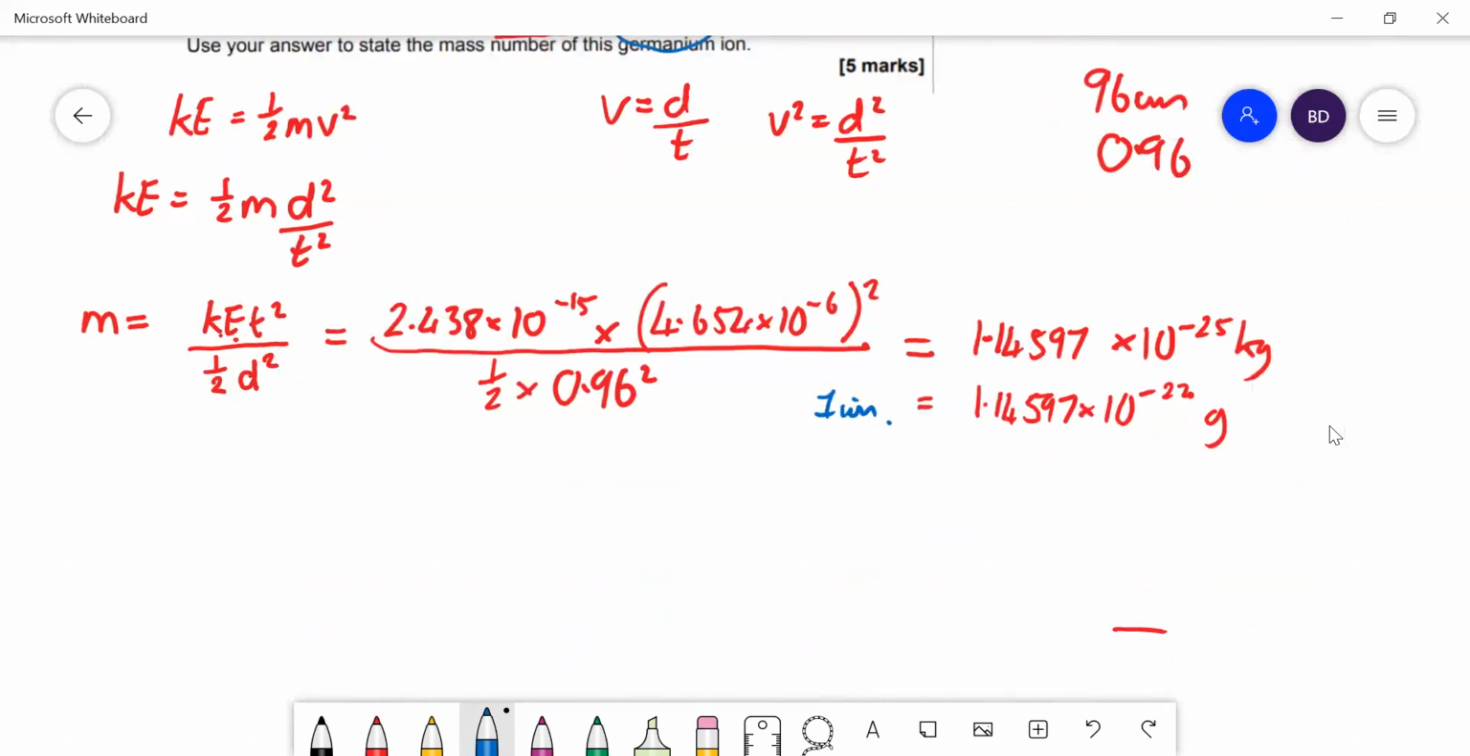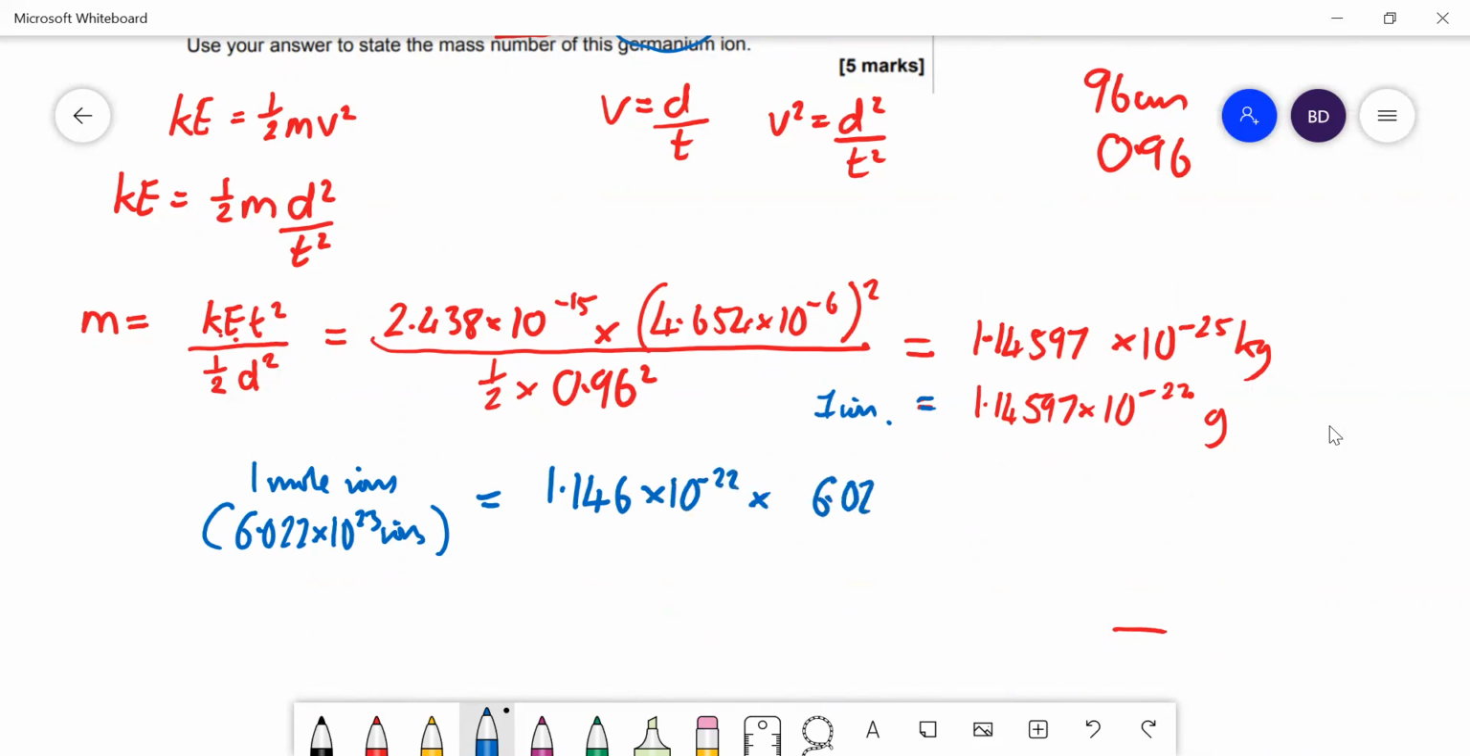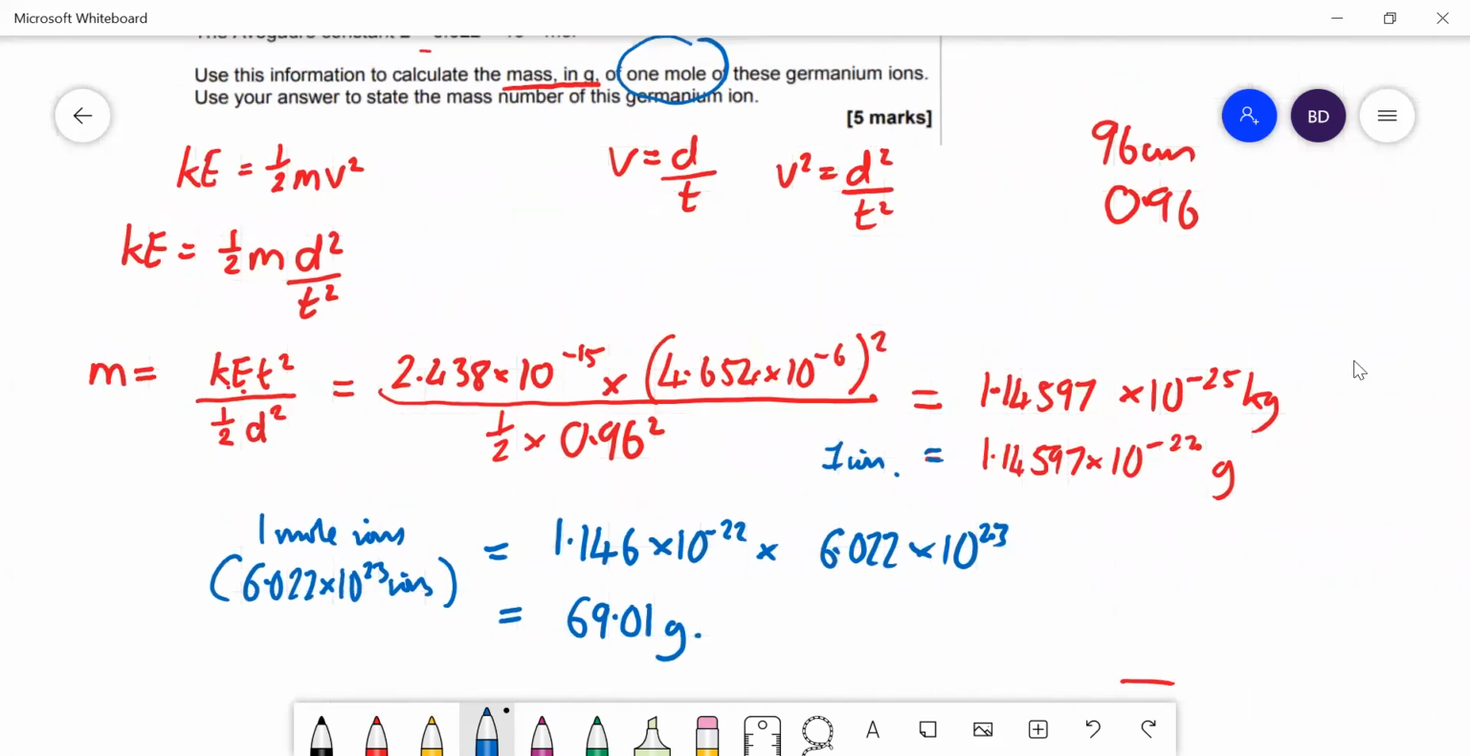So 1 ion has a mass there. So 1 mole of ions, in other words, 6 times 10 to the 23 ions, is equal to 1.146 times 10 to the minus 22, multiplied by the Avogadro constant, 6.02 times 10 to the 23. That gives us, in grams, 69.01 grams. Right, now we've got to state the mass number of this germanium ion.